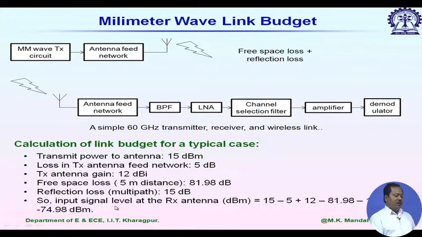So, the input signal level at the receive antenna in dBm we can calculate. The positive contribution is due to the transmitted power and the gain of the transmit antenna. So, 15 minus 5 plus 12 minus path loss minus reflection loss, it comes to approximately minus 75 dBm. So, this is the signal power level at the receive antenna.